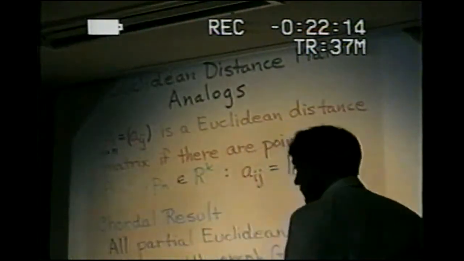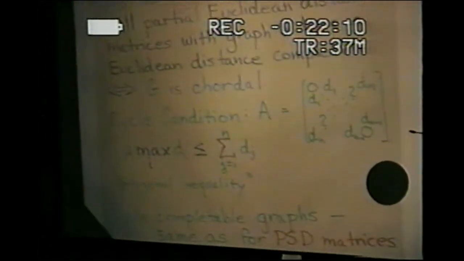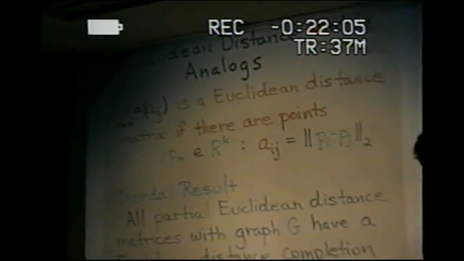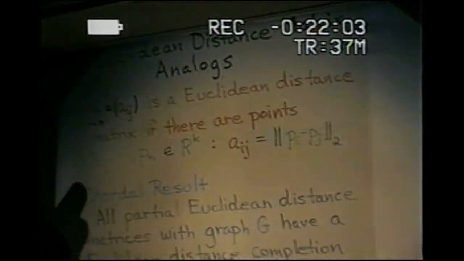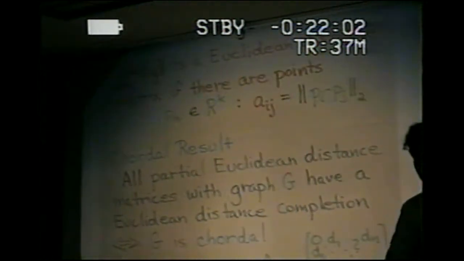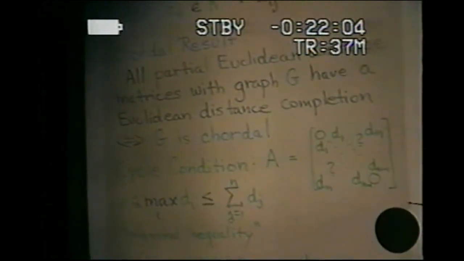So basically, everything that I've told you about the positive definite case, there is an analogous theorem in the distance matrix case. So suppose now I have a partial distance matrix, okay, and I want to know if it has a distance matrix completion. Well, partial distance matrix means the obvious thing. All the fully specified principal submatrices are themselves distance matrices. And I'd like to know when I have a completion to a distance matrix.